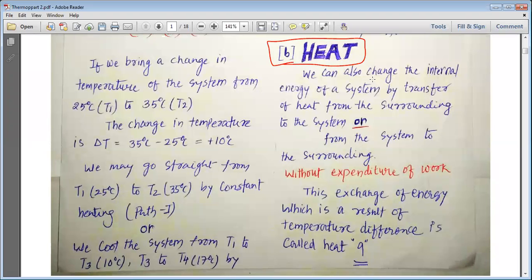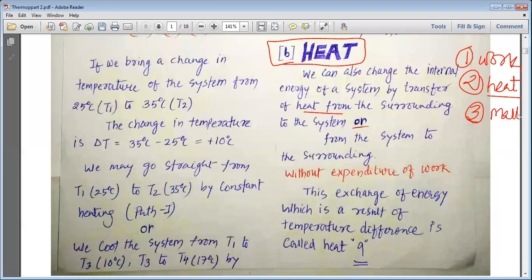We can also change the internal energy of the system by transfer of heat. You know, we can change the internal energy of the system in three ways. One is by doing work. Another one is by changing the heat content of the system. And the third one is by changing the matter.